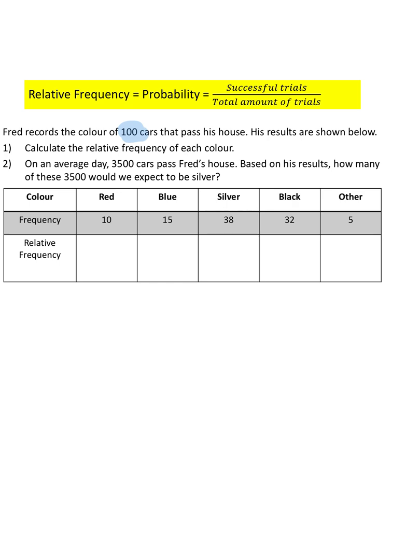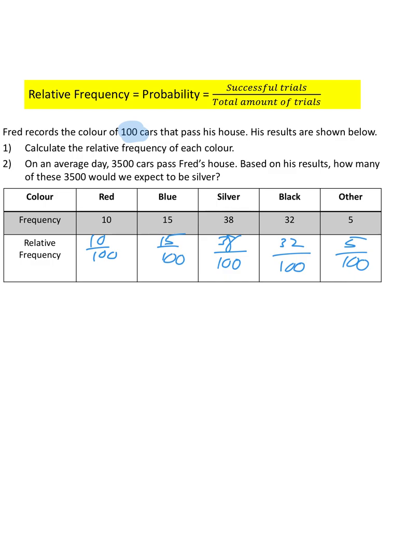So then for part 1, let's get the relative frequency of each of these colours. Okay, so the first one, 10 over 100, just like that. Then we'll have 15 over 100, 38 over 100, 32 over 100, and finally 5 over 100. Now I could have changed these to decimals as well, or even percentages, because remember, probability can be written as fractions, decimals, or percentages.